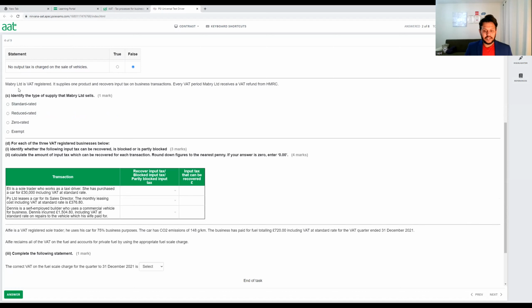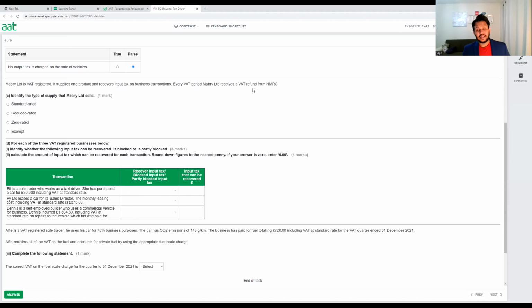The next one we have here is that M Limited is VAT registered. It supplies one product and recovers input tax on business transactions. Every VAT period, Marby Limited receives a VAT refund from the HMRC. That means you never pay the VAT to HMRC. You always just claim the VAT from HMRC. So HMRC always pays you. You recover from the HMRC, but you never pay any VAT to HMRC.